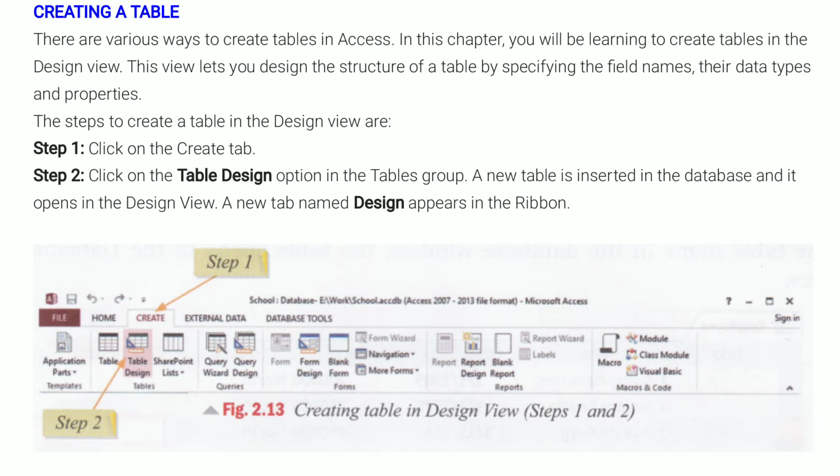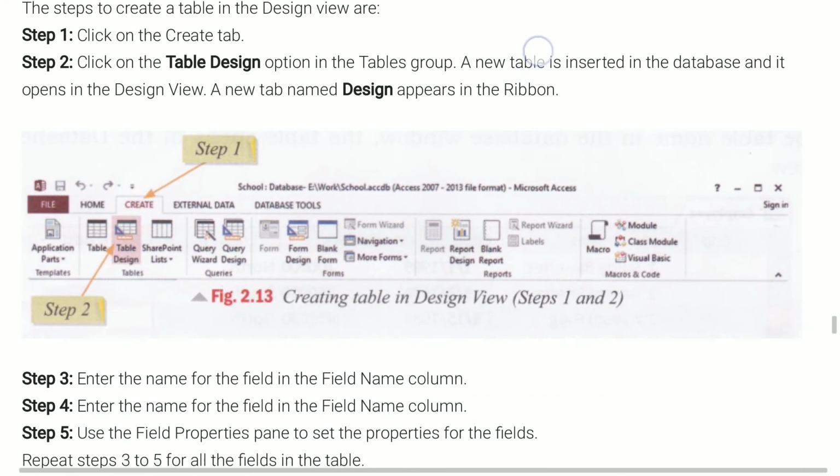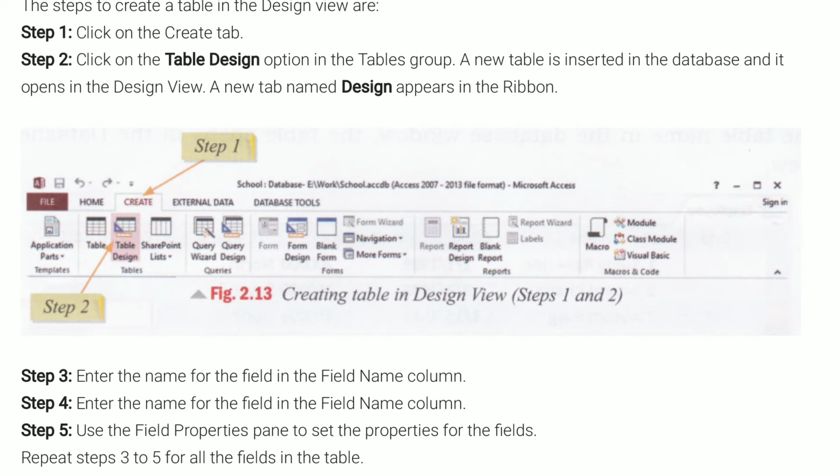For this, you can see on the screen the steps are given. First of all, open Microsoft Access. Go to the search button on your computer and open Microsoft Access. As we open this, go to the create tab, as you can see on the screen in this figure. As we click on the create tab, go to the tables group. In the tables group, click on the table design option.